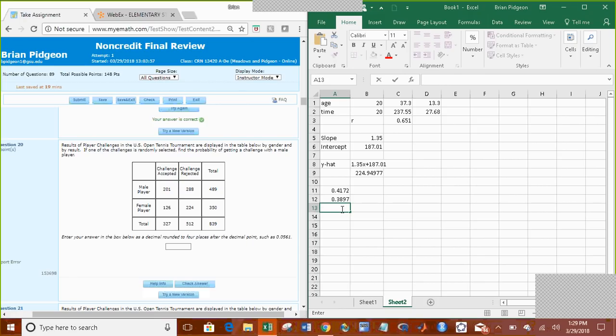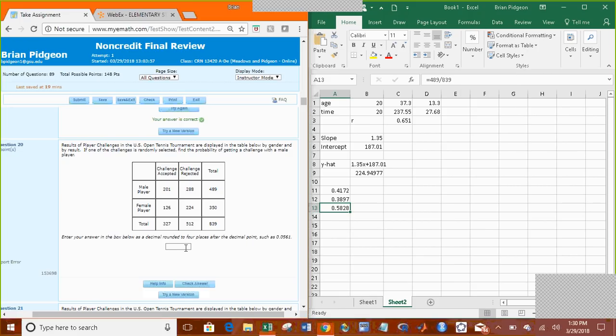So we want to say, if one of the challenges is randomly selected, what is the probability of getting a challenge with a male? Well, how many challenges were from a male? 201. Actually, no, I was right, 489. It doesn't specify if it was accepted or rejected, so it's 489 out of the 839. 4 decimal places again. 5828.